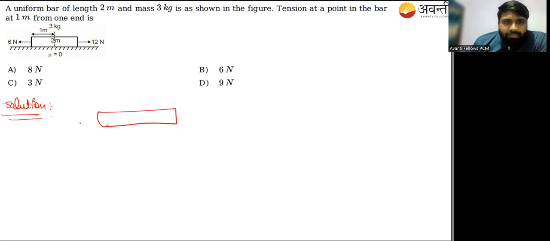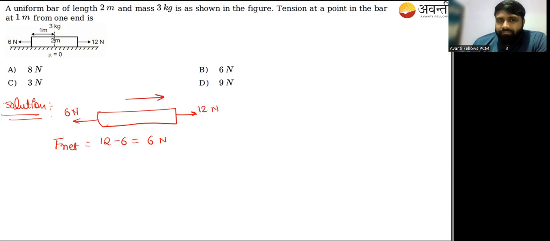Now you have seen that in the question there are unbalanced forces acting on this. Here it is 6 Newton at this end and at this end it is 12 Newton. So there must be a net force on this uniform bar. So F net here you can say is 12 minus 6, which is 6 Newton, in the direction like this.